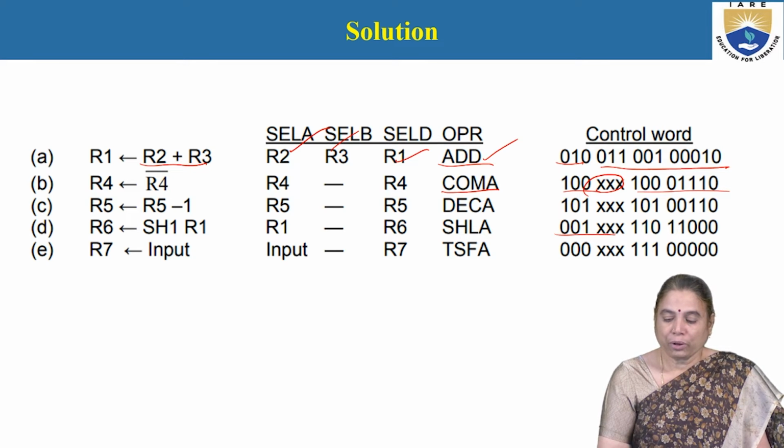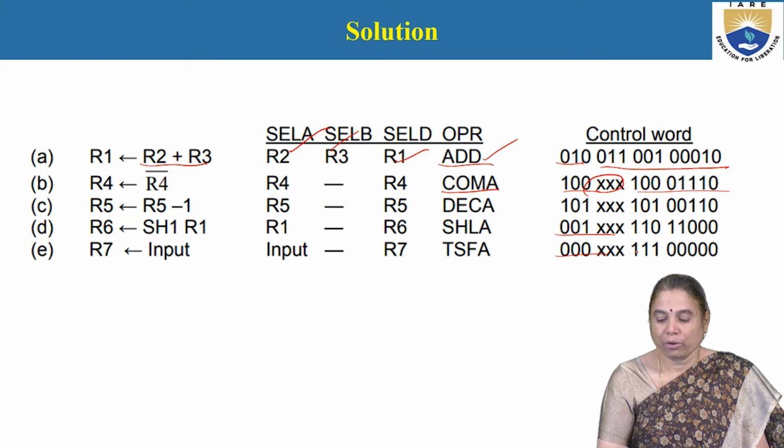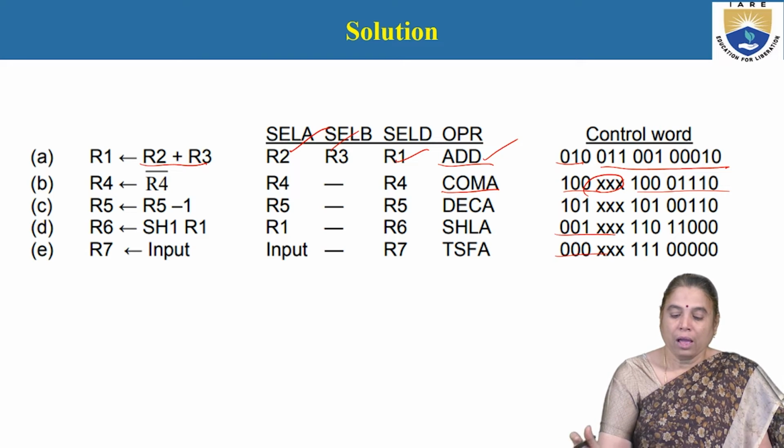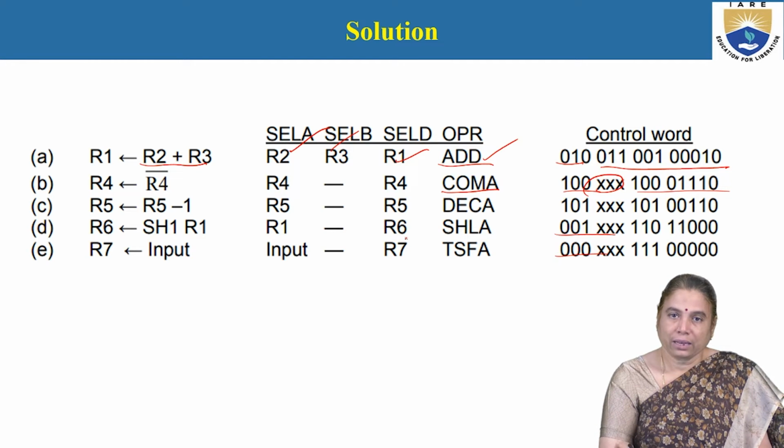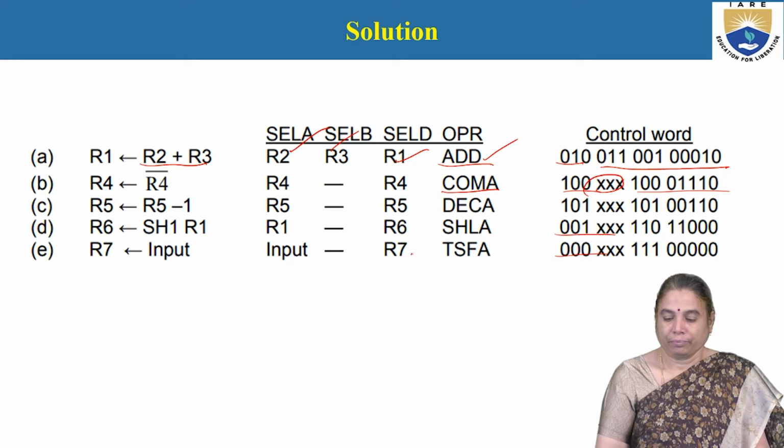Next is the input output operation. The input output operation has to be transmitted with the control word 000, and the input that is taken from the buffer FGI can be stored to the register R7.